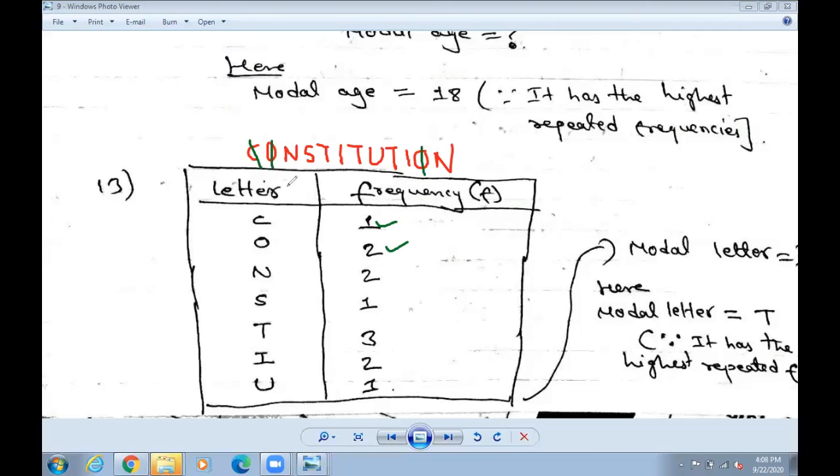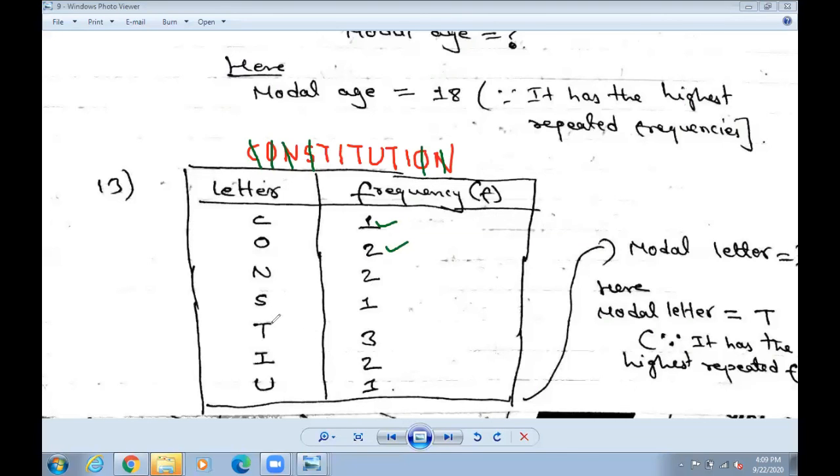Okay, so N. How many N's are there? One. N is the next letter, isn't it? Next N is here also. So two. That means there are two N's. So the next letter is S. How many S's are there? Only one S. Let us cut this one also. Okay, so if you cut it, you will see how many letters are remaining.